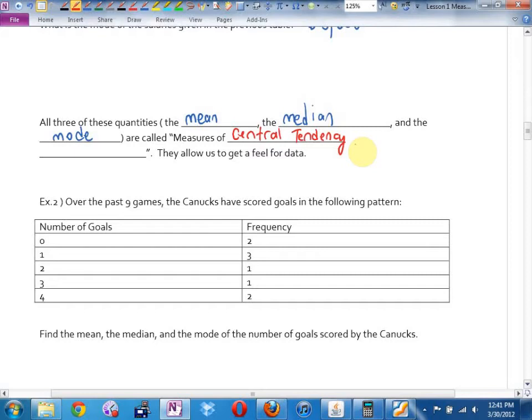Oh, I guess I could have put the word tendency right there. I clued in, I have 2 blanks. Anyways, central tendency. They allow us to get a feel for data. It also will allow us to compare one piece of data to another piece of data.